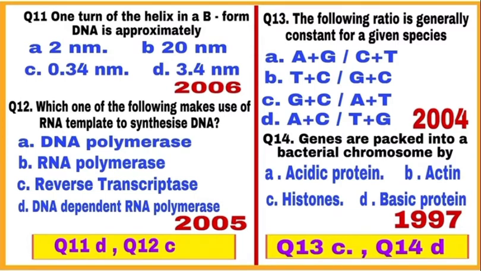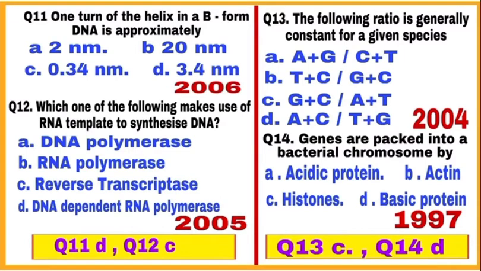Question number 13. The following ratio is generally constant for a given species. The ratio of G plus C, that is guanine plus cytosine, and A plus T, that is adenine plus thymine, is constant for any species as explained by Chargaff's law. So, correct option is C. G plus C upon A plus T is generally constant for a given species. Mark C as a correct answer. Question 14.